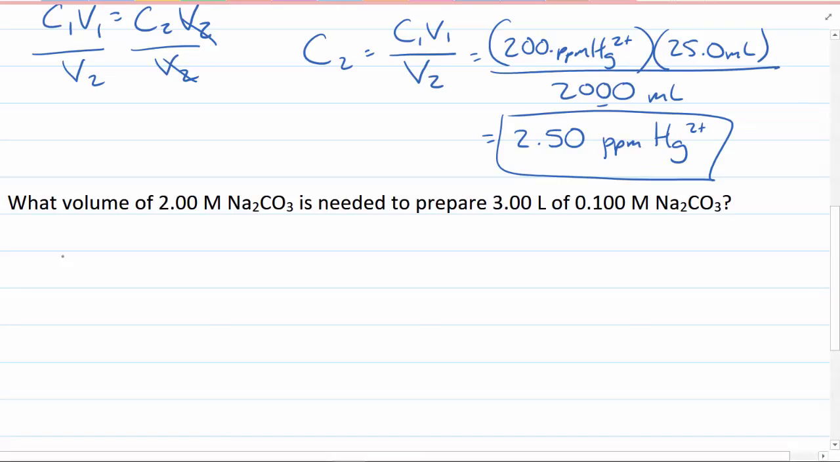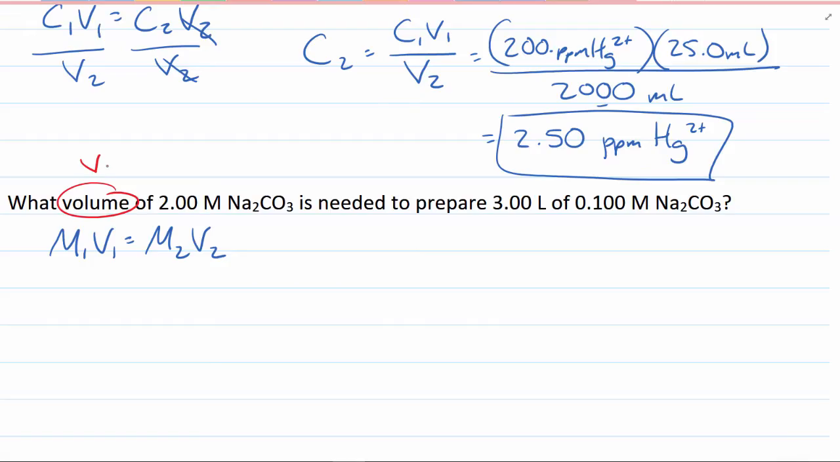So our formula here is going to be M1V1 is equal to M2V2. What are we looking for in this problem? We're looking for a V. So are we looking for the starting volume or the ending volume? Starting volume. Because if we're preparing 3.00 liters, that must be the final volume over here. So we must be looking for the initial volume.